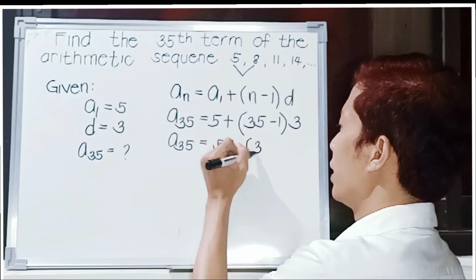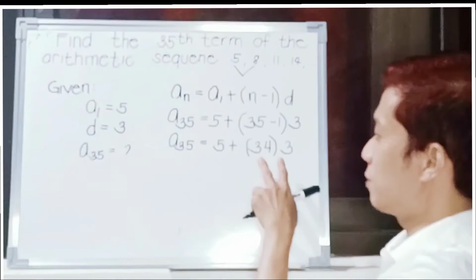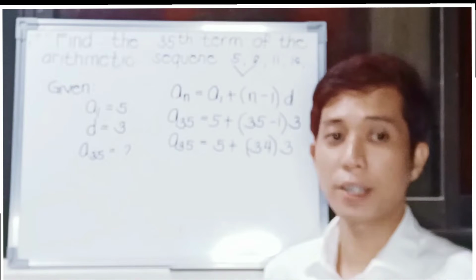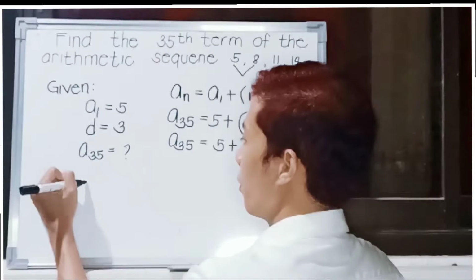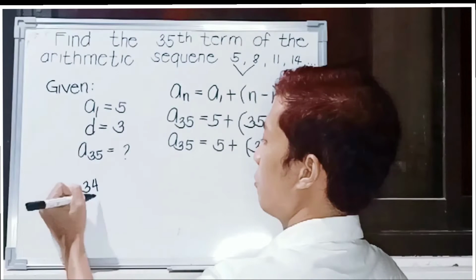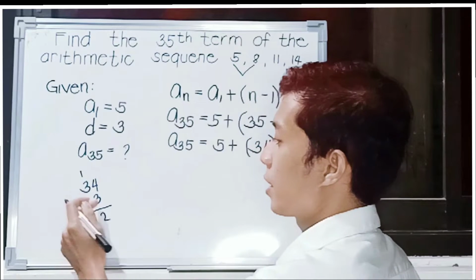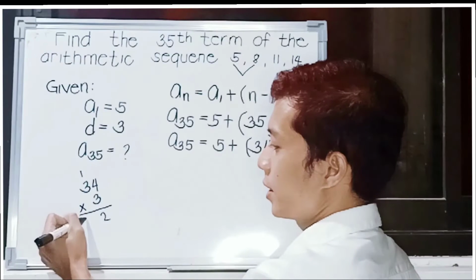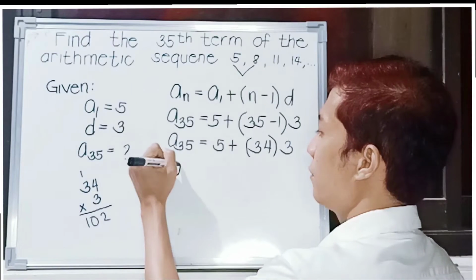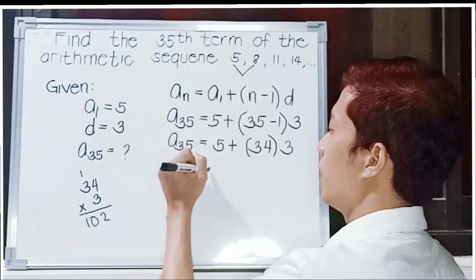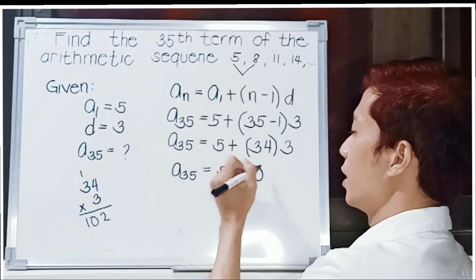Next is to multiply 34 by 3. What is 34 times 3? Okay, that's correct. That is 102. Even if we multiply it here, 34 multiplied by 3: 4 times 3 is 12, so write 2 and carry 1. 3 times 3 is 9 plus 1, so that's 10. So 34 times 3 is equal to 102. We now have a sub 35 is equal to 5 plus 102.